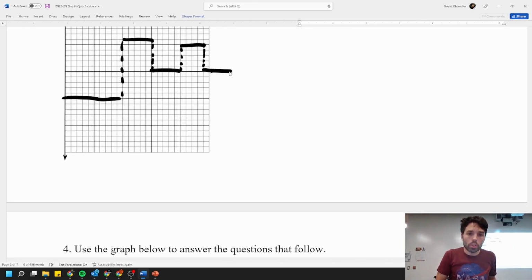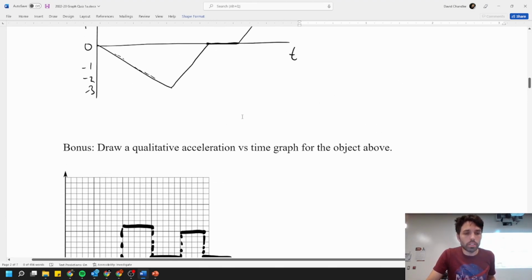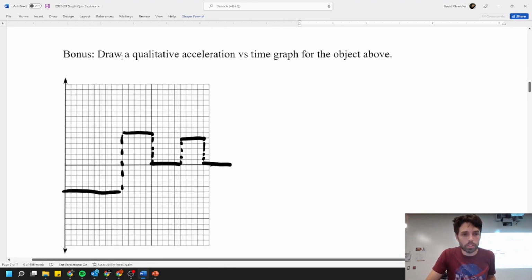And that's why this was a bonus, because this one was pretty hard to conceptualize. That's why it was a bonus point. It's not going to count off or anything really. Just see if you can do it. If not, no worries.